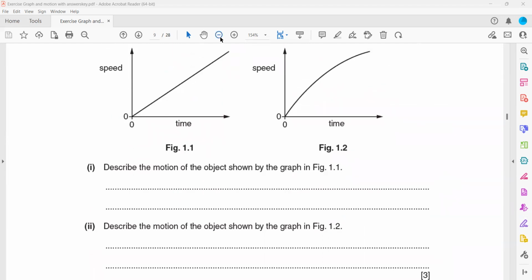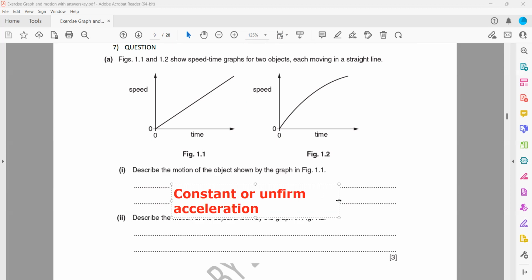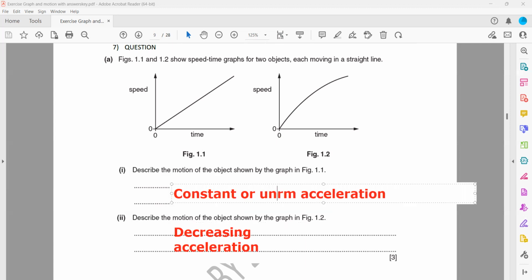So the points which we'll mention: the first one, we can say it has a constant or uniform acceleration. The second one, it has decreasing acceleration. And what is the common thing in both graphs? One is constant or uniform, and the other one is decreasing, but with an increase in speed. Or we can also say speed increases here.